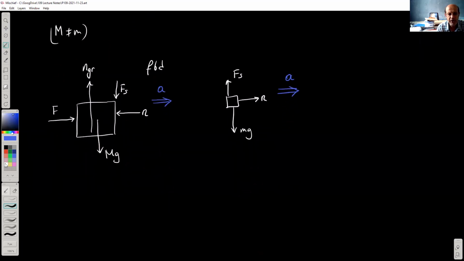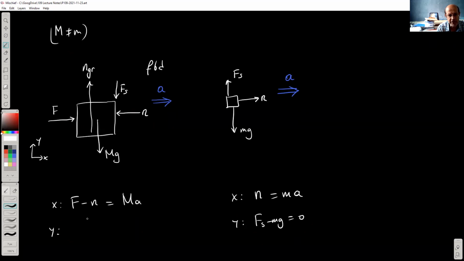Again, this is straightforward. I'm just going to choose the X and the Y axes like that. Along the X direction and along the Y direction, I'm going to write down F equals ma. So let me quickly write them down. We have N equal to mass times acceleration in here. And then Fs minus mg is equal to 0 along the Y direction. Along the X direction, we have F minus N equal to mass times acceleration. And along the vertical direction, N ground minus Fs minus mg is equal to 0.